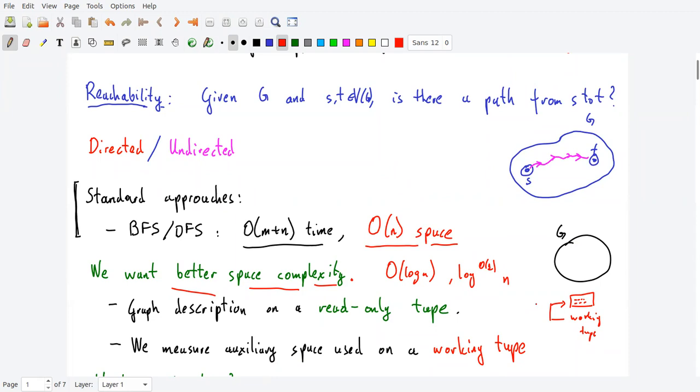I'm saying here read-only tape, working tape, but we will actually not be using Turing machines. Hopefully, we will be using some kind of intuitive understanding of a RAM machine with Logspace, logarithmic space complexity, where essentially we will be measuring the amount of working memory that is required by the algorithm.